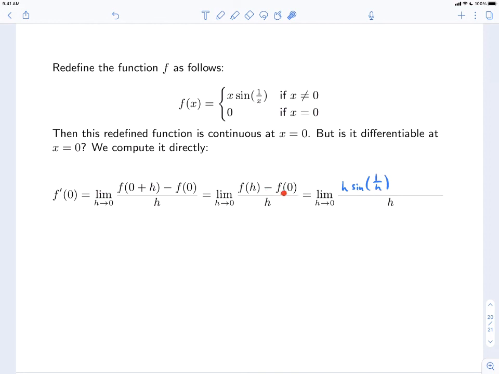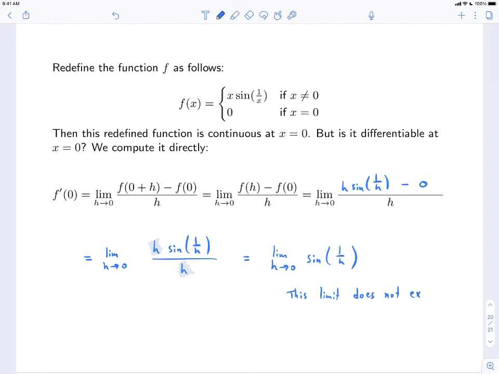And here we're subtracting f of 0. Well, what is f of 0? It's 0. So it's minus 0. So we have the limit as h goes to 0 of h times sine of 1 over h divided by h. And we have an h here and an h here, so this reduces. So this is the limit as h goes to 0 of sine of 1 over h. However, this limit does not exist.